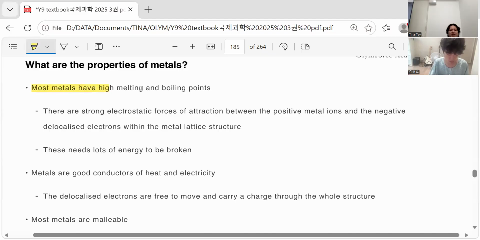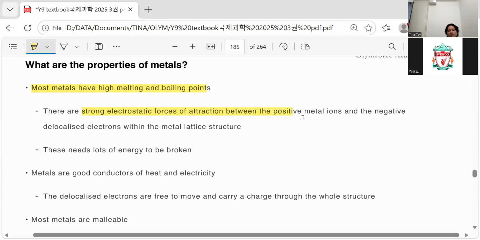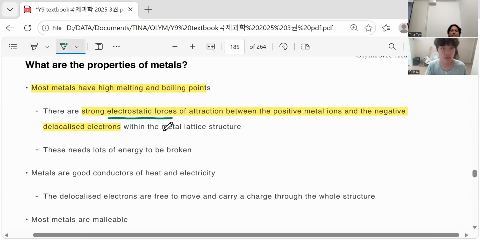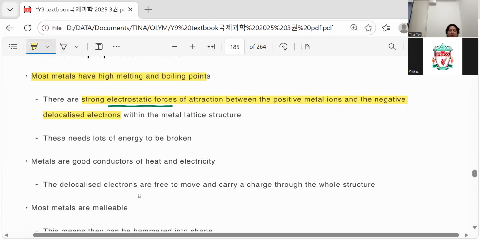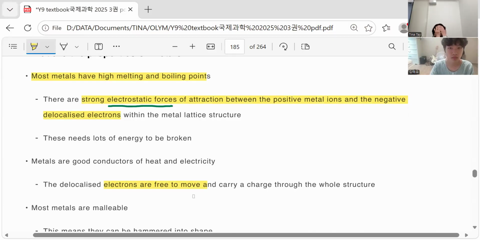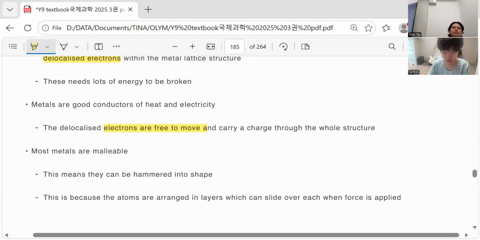Most metals have high melting points and boiling points. Why? Because they have strong electrostatic force of attraction between positive metal ions and the negative delocalized electrons. So they are strong, also electrostatic, and it's very strong. Metals have good properties: they can conduct electricity and heat because the electrons are freely moving. All metals are malleable.